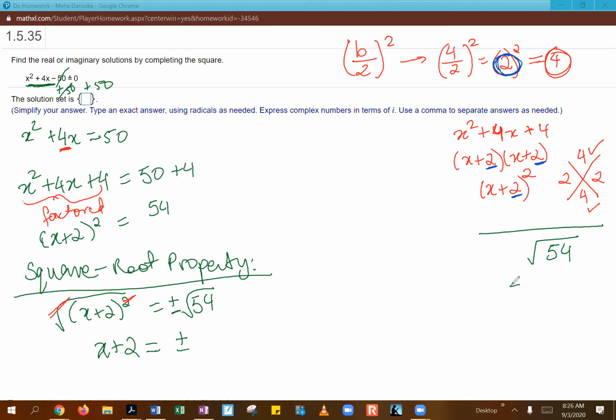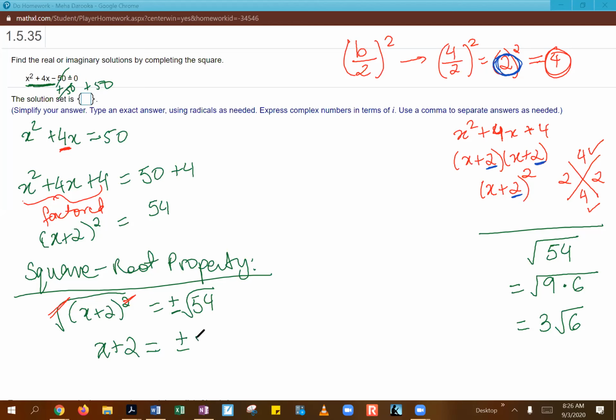So that means you are actually rewriting 54 as 9 times 6, right? And then since 9 is a perfect square, we can do square root of 9, and square root of 9 will end up becoming 3. And 6 cannot be broken down anymore, because 6 is only 2 times 3, we don't have a perfect square in there. Very nice. You will end up getting 3 times square root of 6.